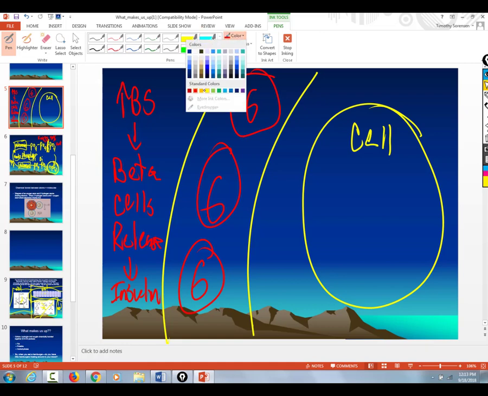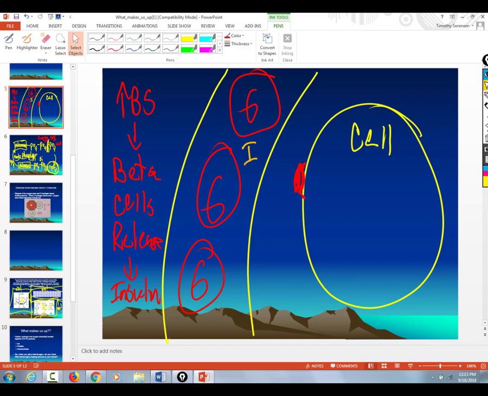Who's following me? Insulin gets released into the blood, and in order for insulin to exert its effect, what does it have to do? It has to bind with an insulin receptor on the cell membrane. And when it does that, whoops, it opens up that little glucose gate and allows glucose to go from high concentration in the blood to low concentration in the cell. Say yes. That's function number one.